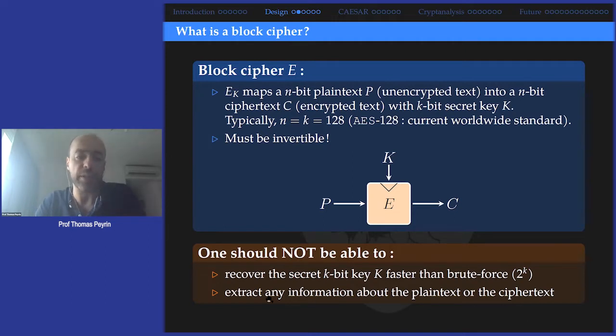The second thing that we want is for it to be hard for him to recover any information about the plain text or the ciphertext. So if he's interacting with the cipher and just seeing plain text and ciphertext pairs, for example, if he has a lot of ciphertext, it should be hard for him to tell what kind of plain text was ciphered. It should be completely random to him. Those are the two properties we want to ensure with this block cipher.